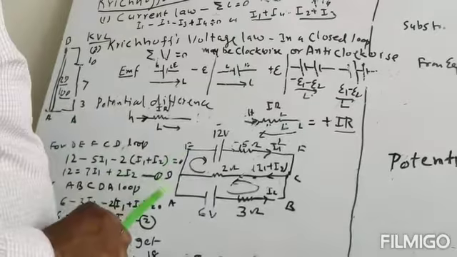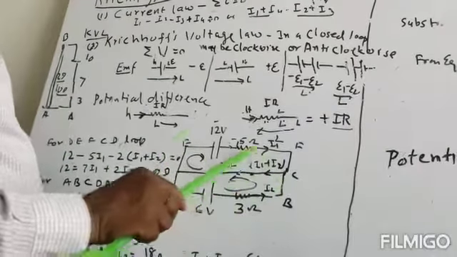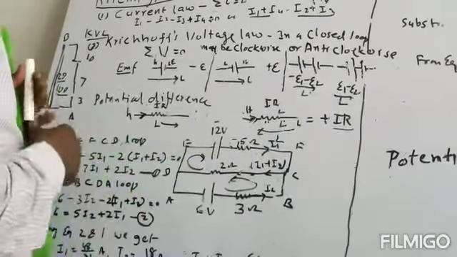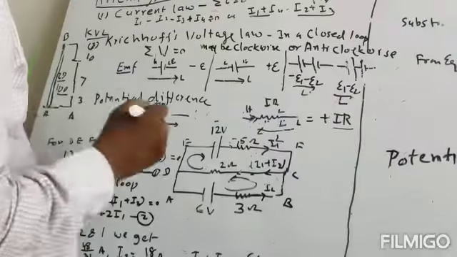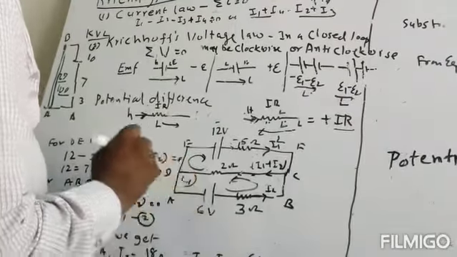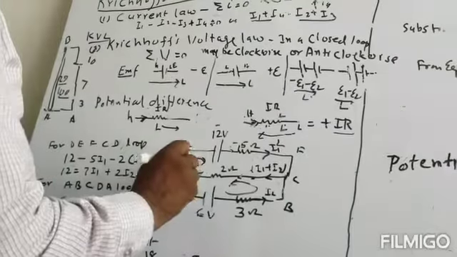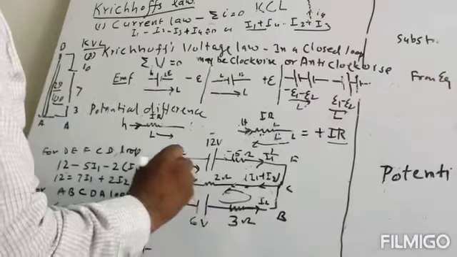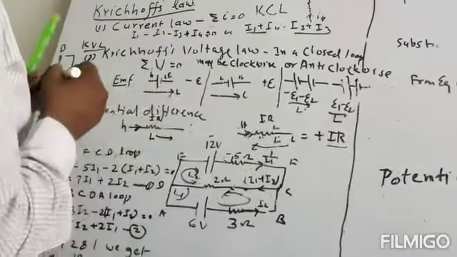One loop is A, B, C, D. So this is anti-clockwise. This is the L1 and it is anti-clockwise. Here, suppose we also take the anti-clockwise. This is the L2, loop number 2.